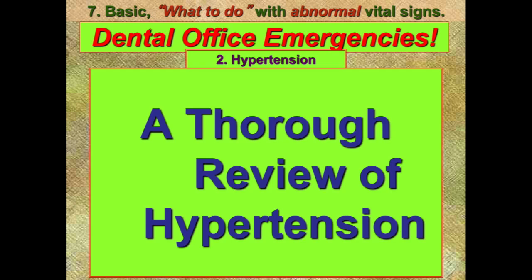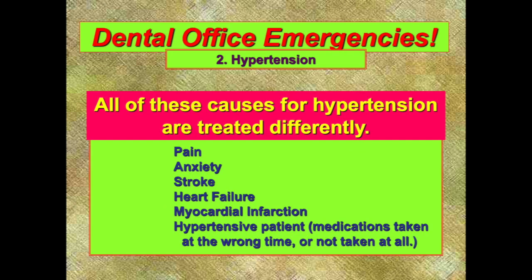Let's now look at hypertension. Hypertension is a different animal in that we have to do diagnosis for the patient. Some of the causes of hypertension, and they're all treated differently, are due to pain, anxiety, a stroke, heart failure, a myocardial infarction or an MI, or it could be a hypertensive patient that didn't take their meds or they took them at the wrong time. They just didn't even take them at all.